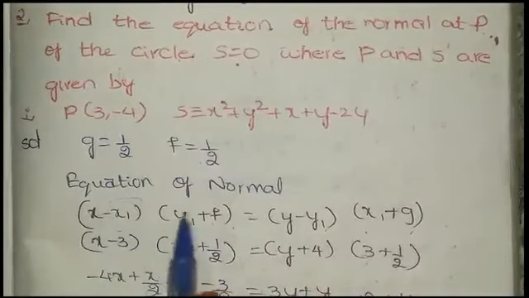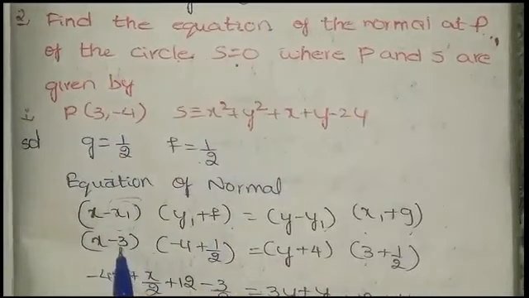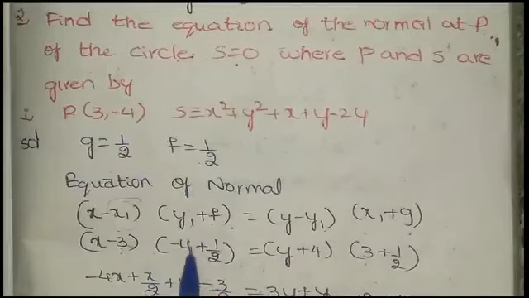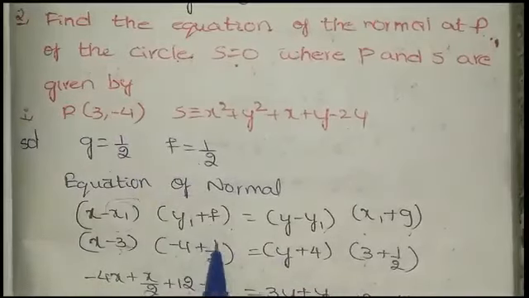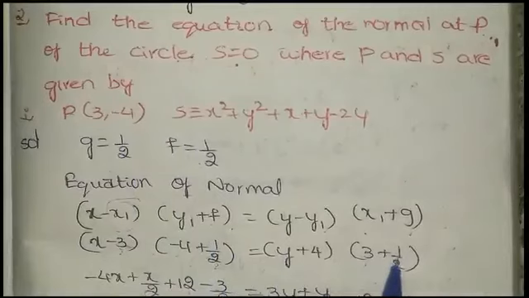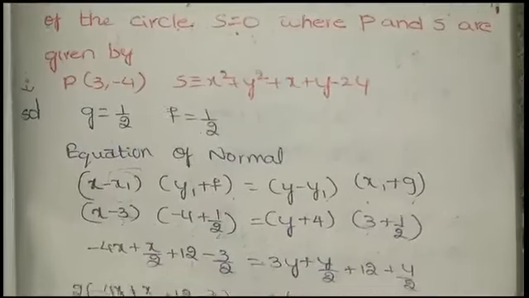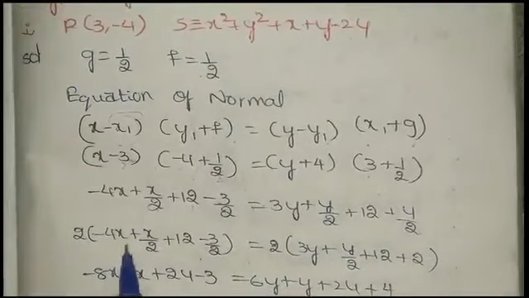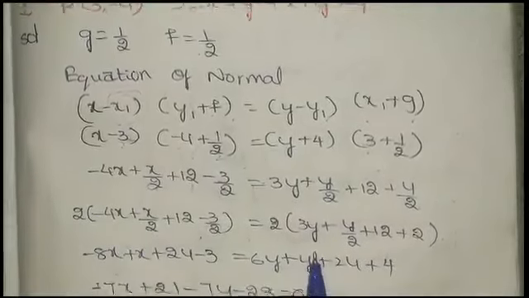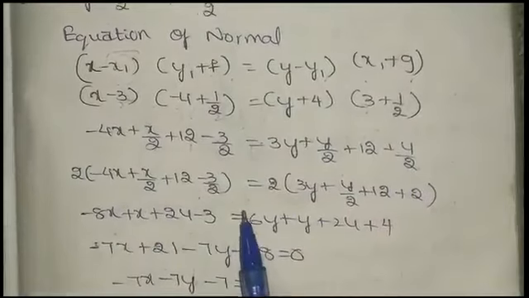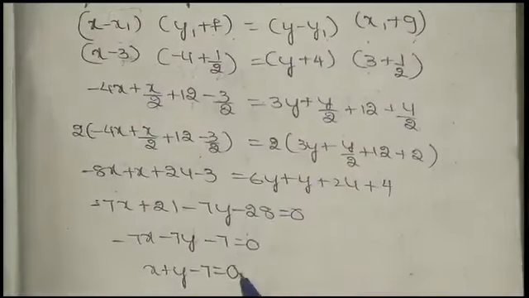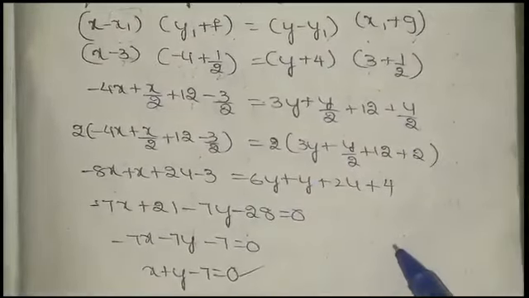In place of x1 and y1, we have to substitute the given point, minus 3 here, here minus 4. And the g and f values: the f value is 1 by 2, g also 1 by 2. Substitute and solve. Here I multiplied with 2 to cancel 2 in the denominator. So send these terms this side. Then we will get this equation. This is the equation of the normal.